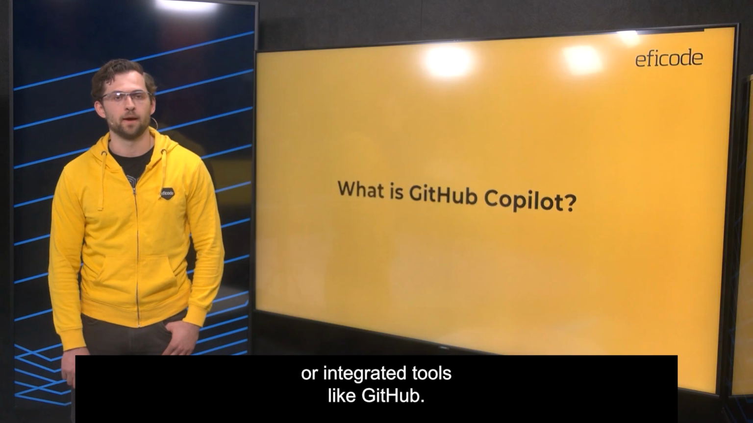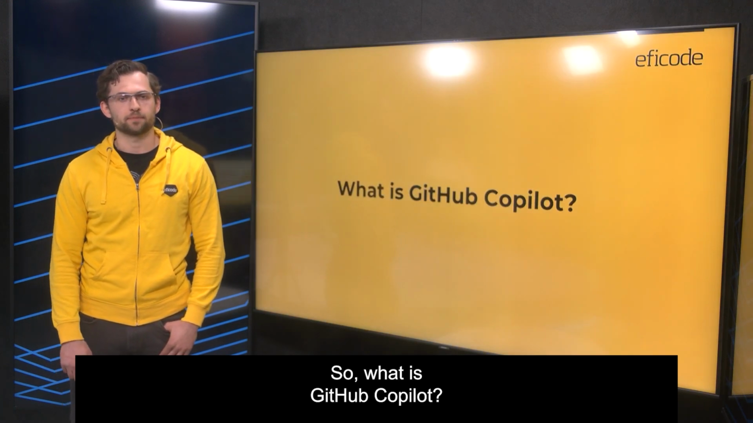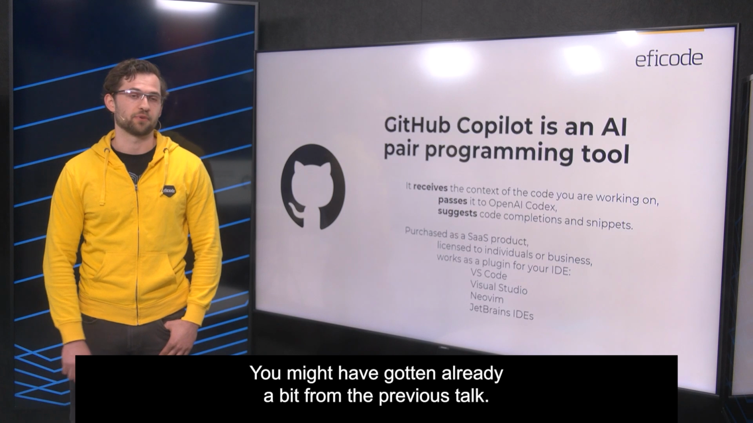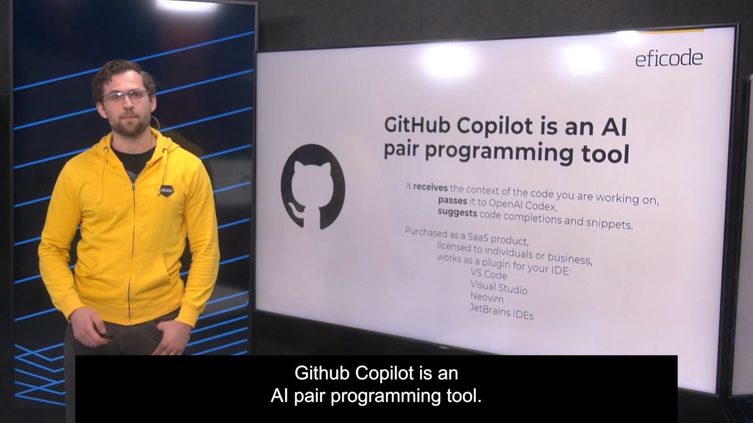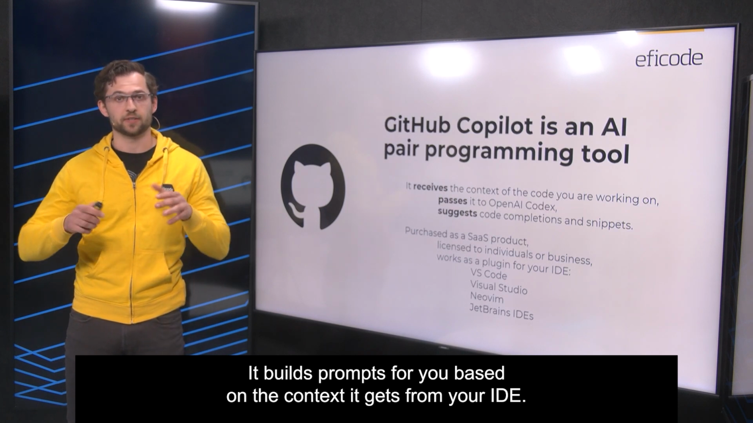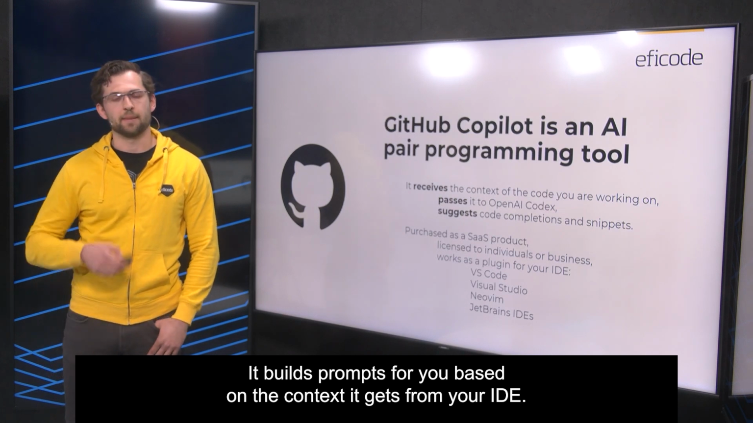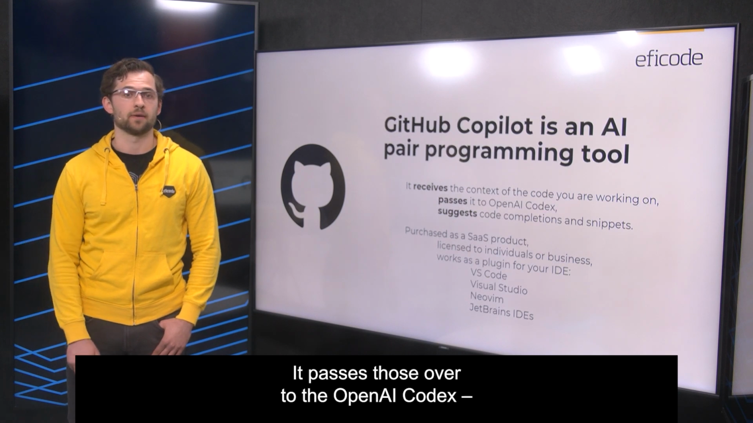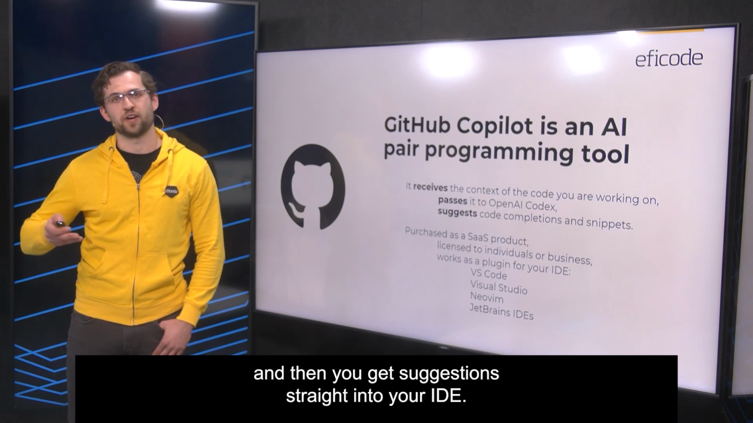GitHub. So what is GitHub Copilot? You might have gotten already a bit from the previous talk. GitHub Copilot is an AI pair programming tool. It builds prompts for you based on the context it gets from your IDE. It passes those over to the OpenAI Codex, and then you get suggestions straight into your IDE.